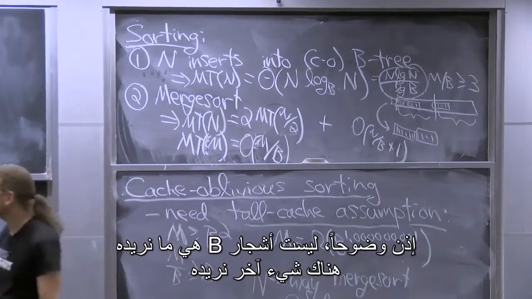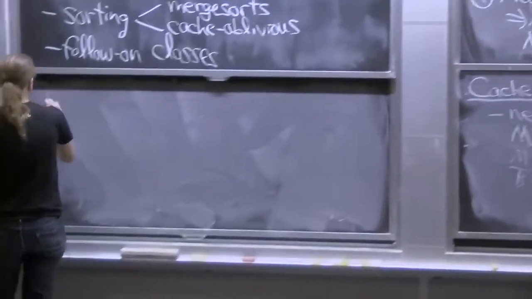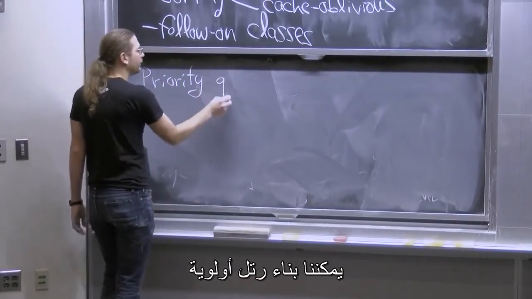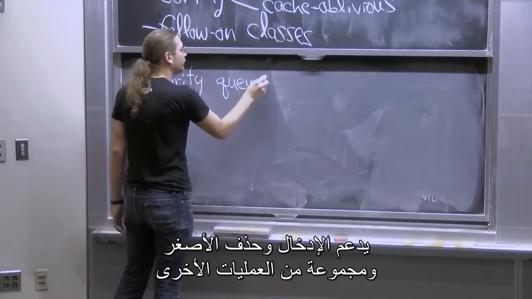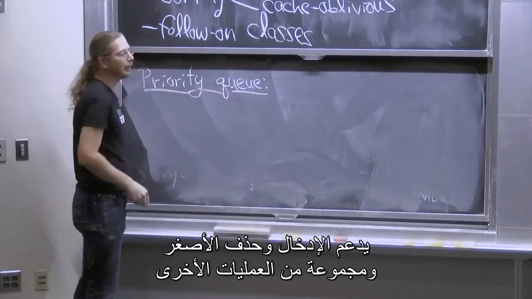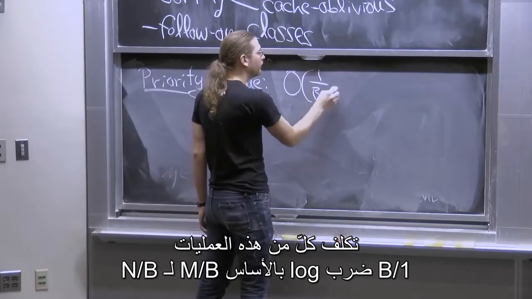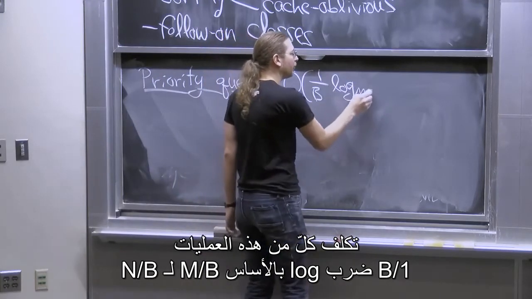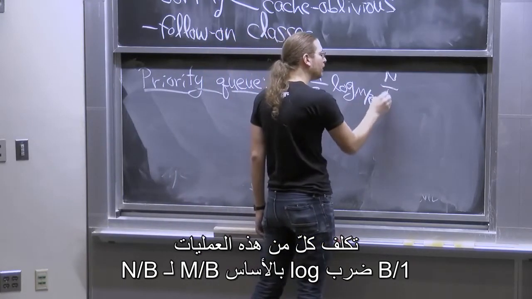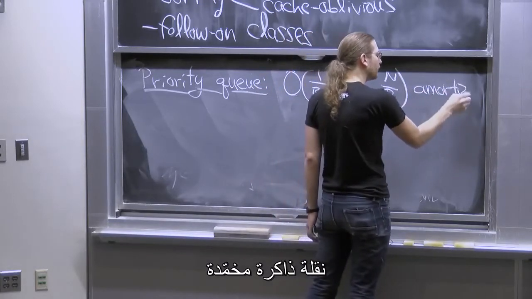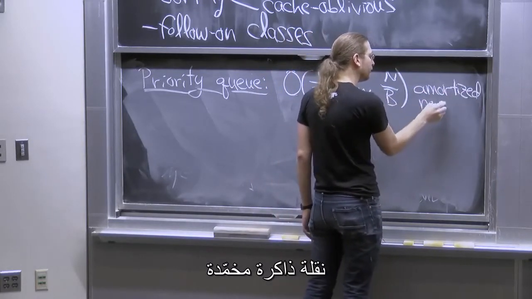Is there some other thing we want? And it turns out, yes, you can build a priority queue which supports insert and delete min and a bunch of other operations. Each of those operations costs 1 over b log base m over b of n over b amortized memory transfers.